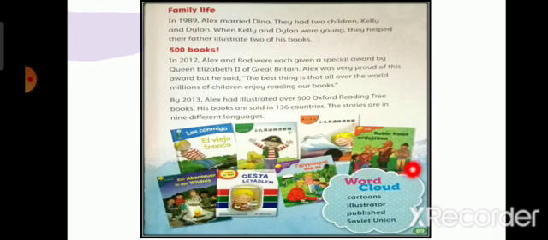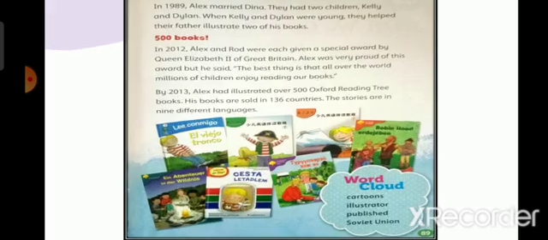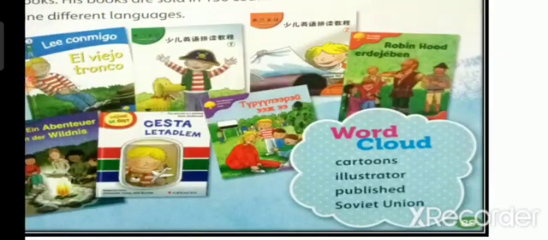Below that, we can see the word cloud. Let's read the word cloud together. I'll say the word first, then you will follow it. Okay? Let's try. The first word is cartoons. Cartoons. Cartoons are simple and amusing drawings of the characters in a story.